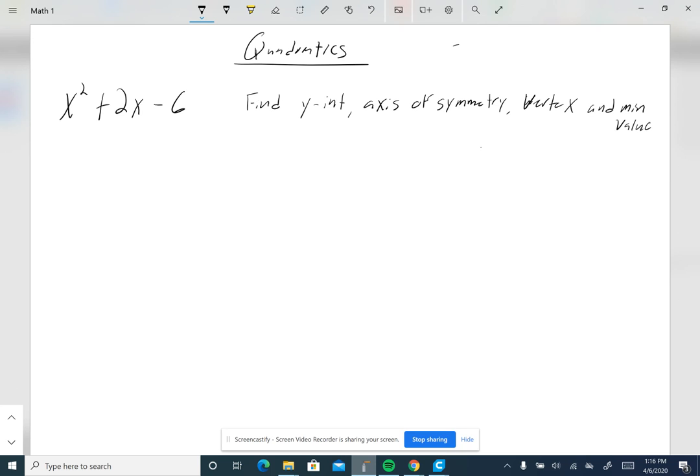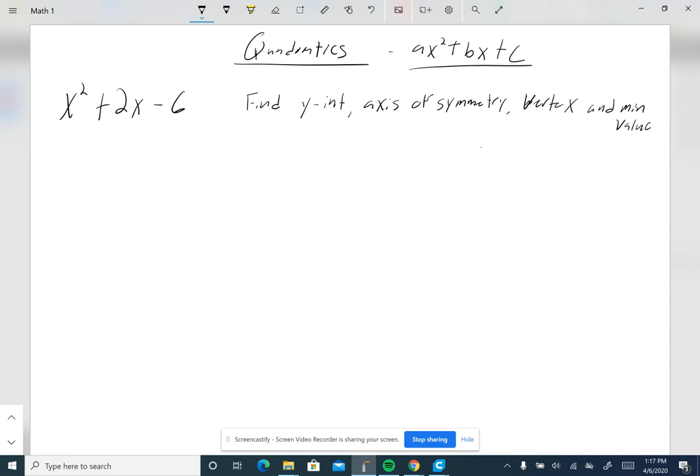Okay guys, in this video we're just going to look more at quadratics, specifically at a standard form quadratic. If we remember, the standard form is ax squared plus bx plus c, where a, b, and c are constants.